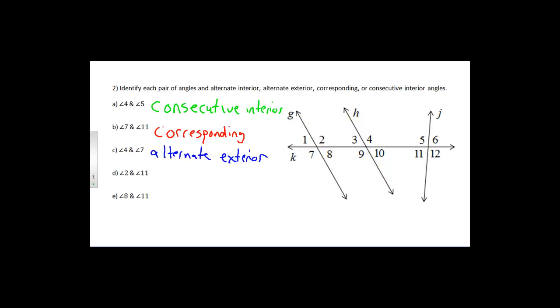Part D, angles 2 and 11. They're on the inside of these two lines and on opposite sides of the transversal. That would make them alternate interior. And part E, angles 8 and 11. Angles 8 and 11 are on the inside of these two lines. They're both on the same side of the transversal. That would make them consecutive interior.